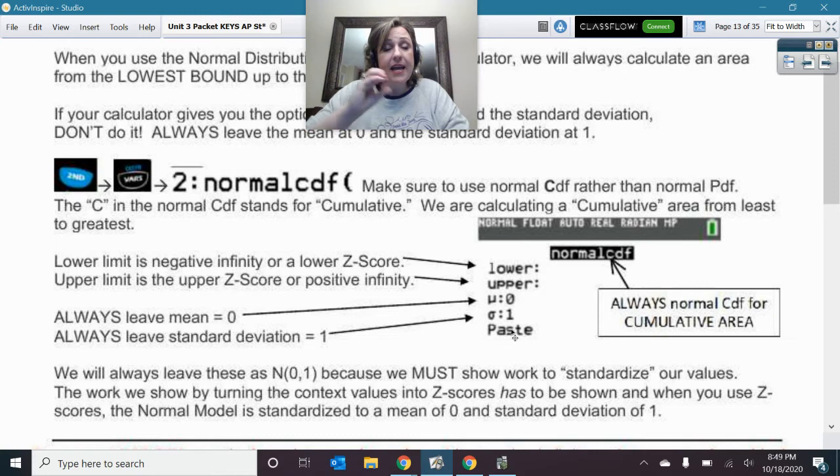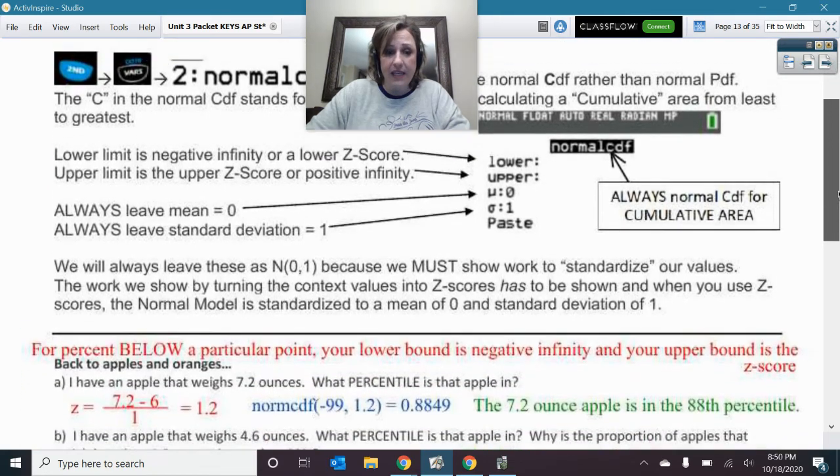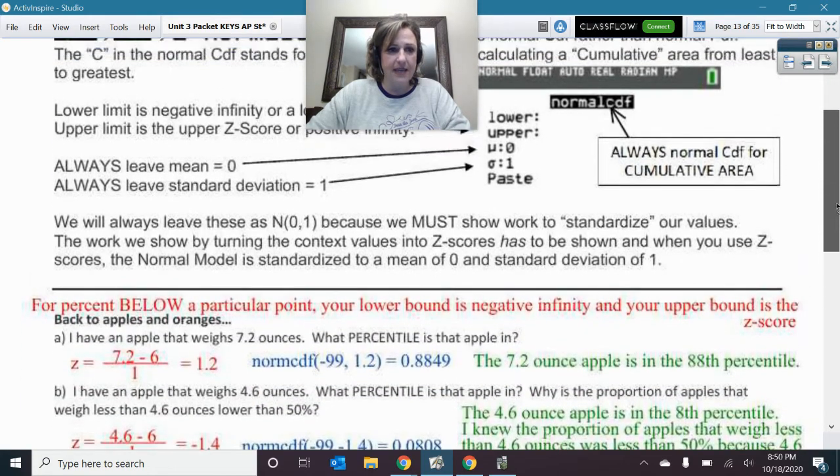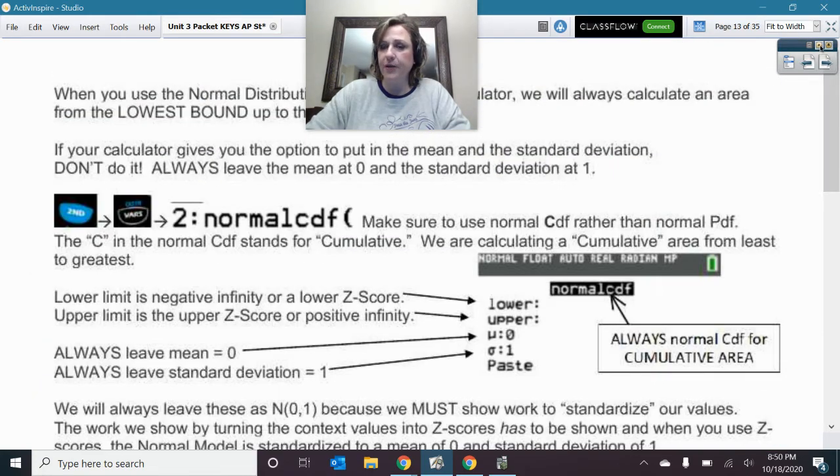And there's a reason that I do not let you change these. It's because I want you to always have that concept and continuous idea of going back and forth between z-scores and the context value. So we will do much better overall if we keep it that way. All right, so here we go. Again, we will always leave these as 0 and 1. So here we go. Let's now talk about what we were talking about earlier.